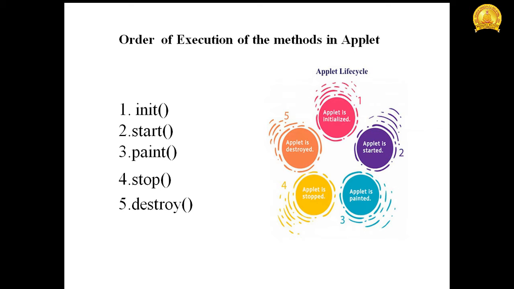Let's see what is the order of execution of these methods in the applet. The order of execution is init, start, paint, stop and destroy. The init method is executed, followed by the start method. The start method calls the paint method, and then the stop method is called, and finally the destroy method is called. So the order of execution is init, start, paint, stop, and destroy.